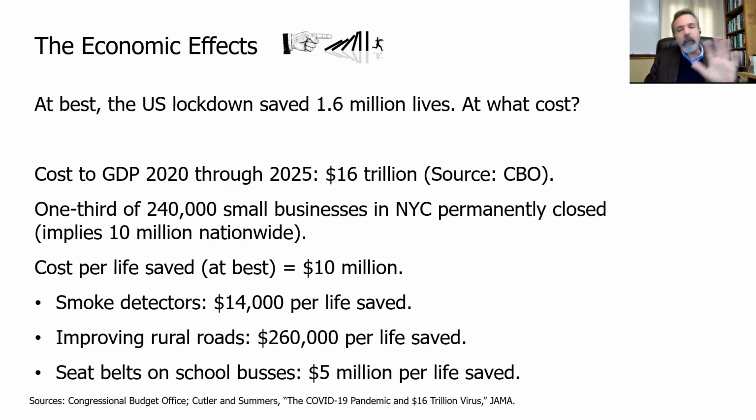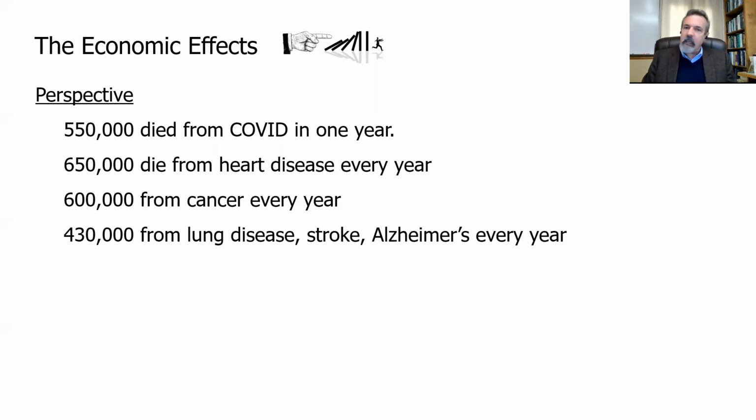Now, you might still say, okay, but it's 1.6 million people we're talking about, and maybe this is worthwhile. Okay, but again, I ask you for perspective. 550,000 people died in 1 year from COVID versus 650,000 from heart disease, 600,000 from cancer, on and on. There are all these other diseases that kill far more than COVID. Now consider this. Suppose we took that $16 trillion we spent fighting COVID to save lives from COVID, and instead we spent it attempting to save lives from heart disease, cancer, and Alzheimer's. What could we do?